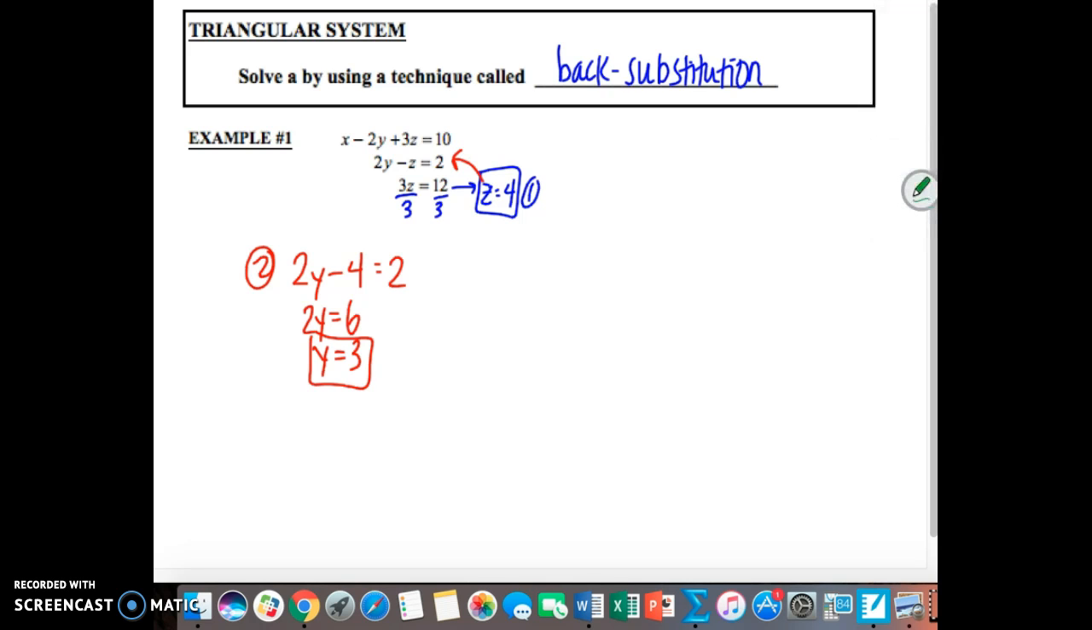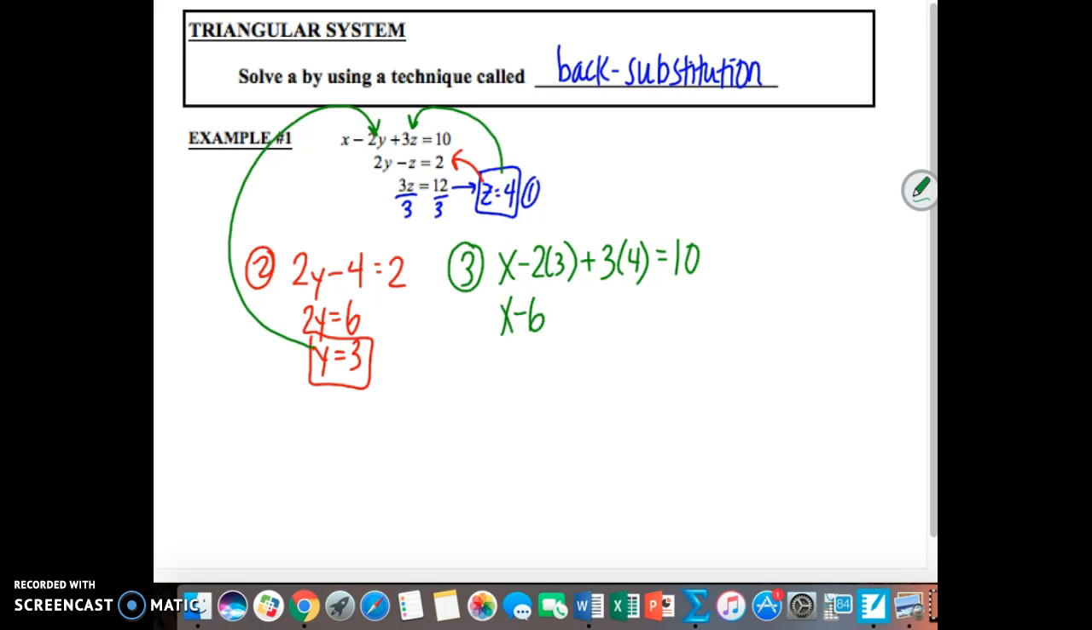And now since we know what z and y both are, we can use both of those and plug them into the very first equation. So then our third step is just plugging in our known values. We have x minus 2 times 3 plus 3 times 4 equals 10. 2 times 3 is 6. We have x minus 6 plus 3 times 4 is 12. So we have x minus 6 plus 12 equals 10. X minus 6 plus 12 can simplify to x plus 6 equals 10, and then subtracting 6, we're left with x equals 4.